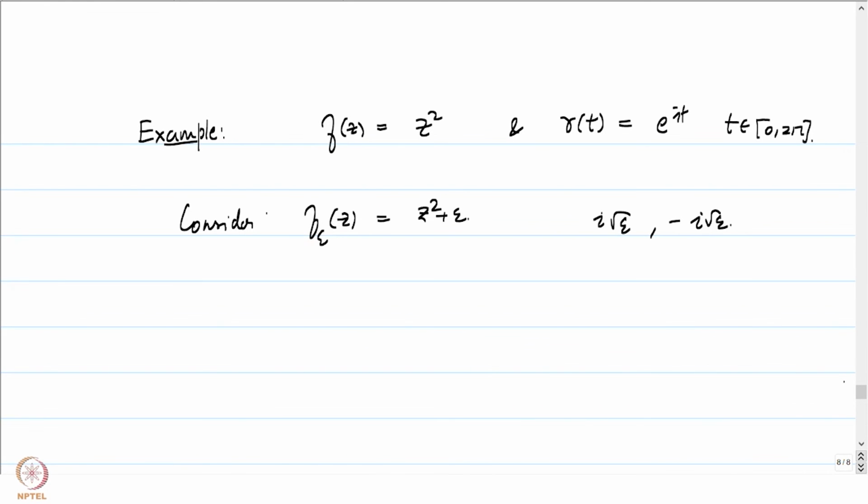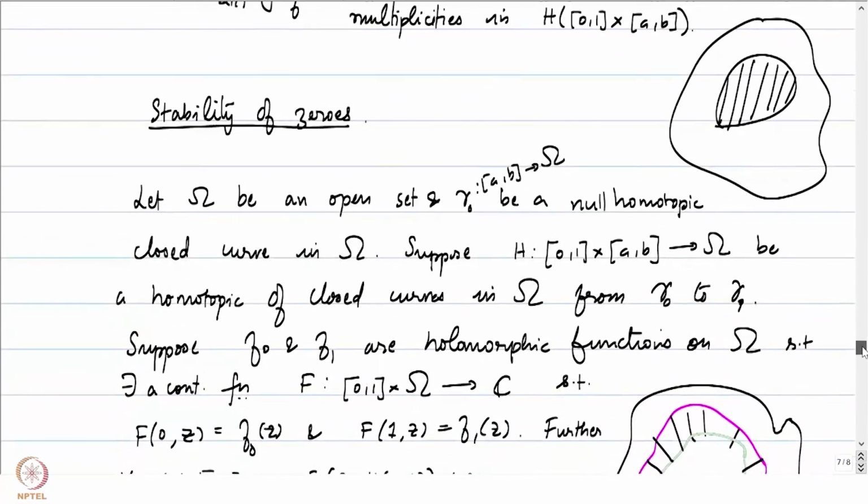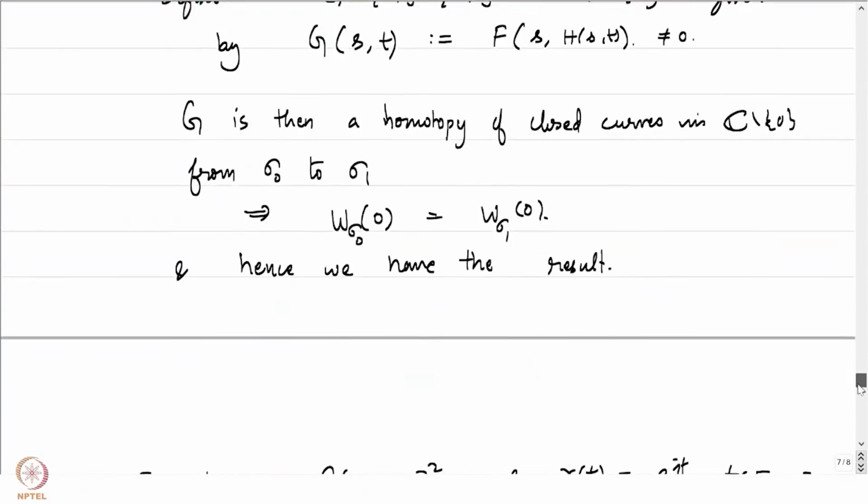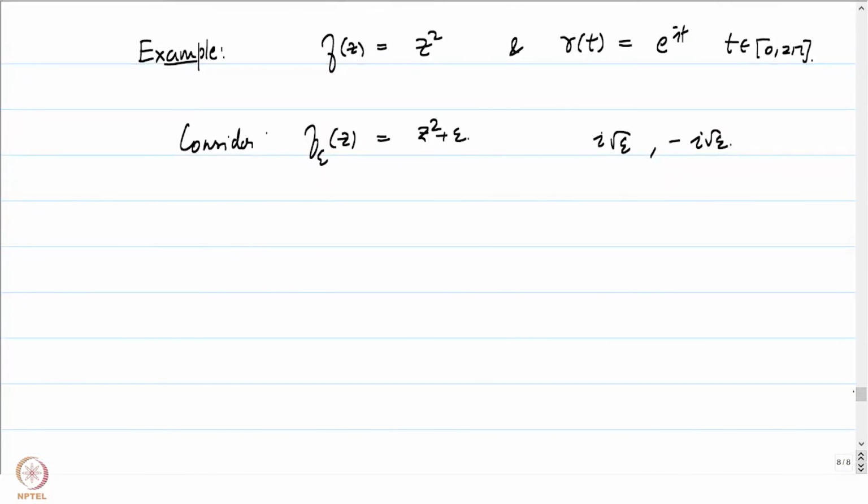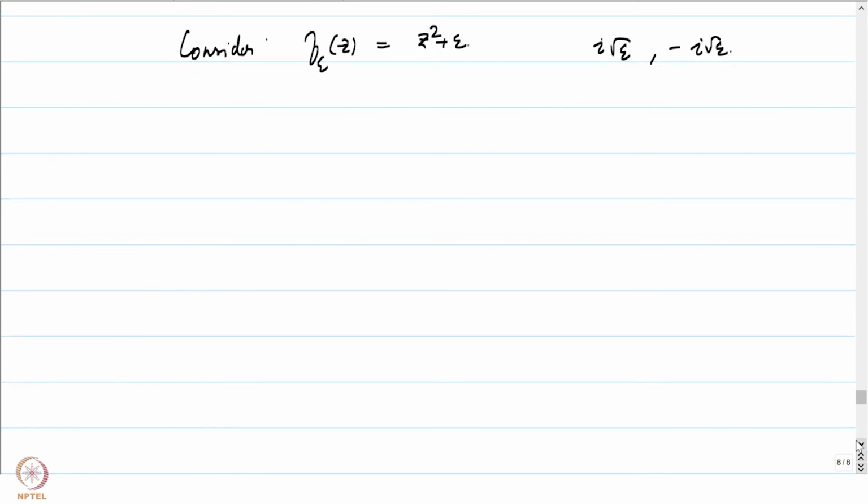So in this case we have not perturbed our curve. Our homotopy of curves is just going to be h of s comma t equal to gamma of t for all s in 0 1. So in the previous stability of zeros, the perturbation of the functions is what was done. Of course, this is a very simple example, but when we are not able to write down our functions in such a simple manner, we still have that the zeros are stable. A very powerful application of what we just wrote down about the stability of zeros is to prove what is called Rouche's theorem.